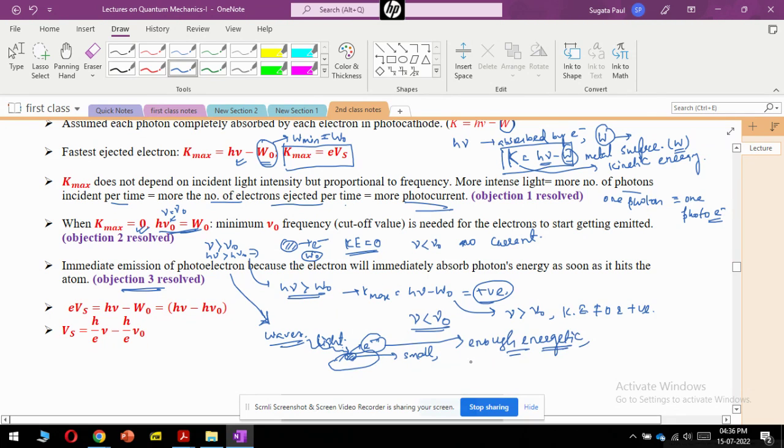Even more so, if the light source is very feeble, with very small intensity, then it will take a larger time to collect that amount of energy, and only after it collects the energy is the electron able to come out. So necessarily there is a time lag between the incidence of radiation and the electron coming out. But this is the classical idea, all right.